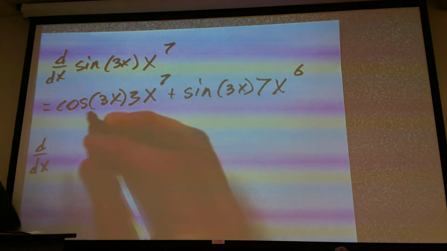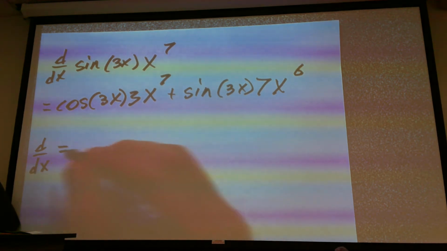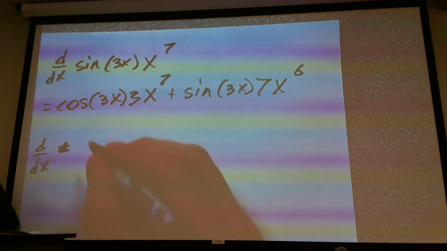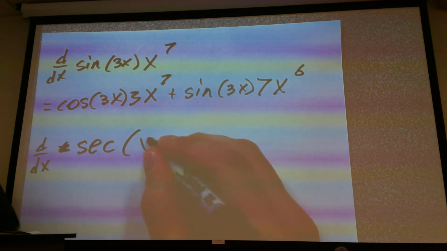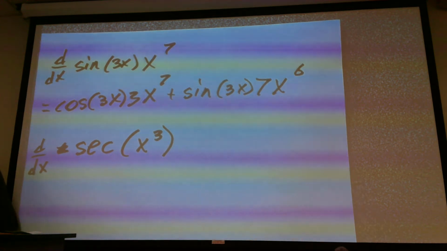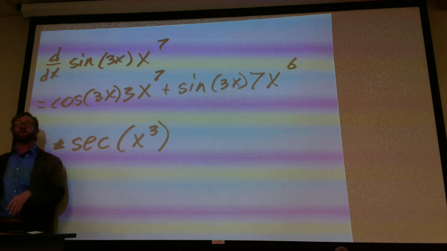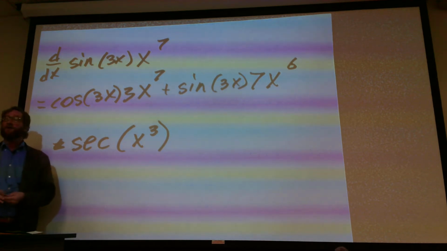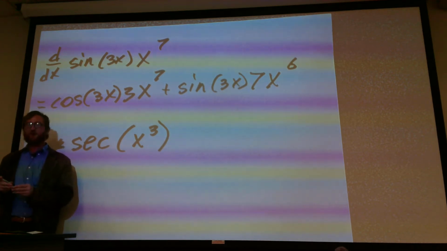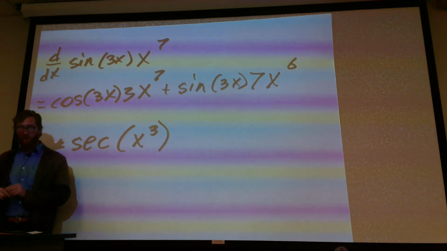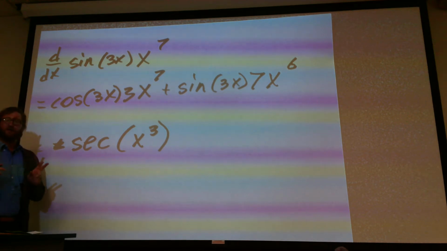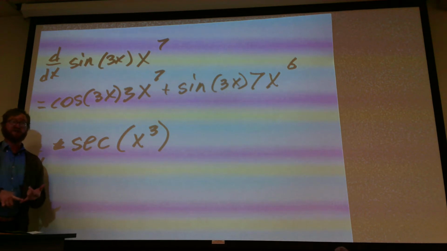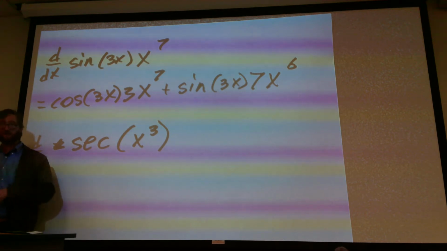Next problem is the derivative with respect to x. Ignore the little squiggly mark. That was a mistake. Okay, now the way I see this problem get done wrong a lot. So the derivative of secant is secant tangent. Okay, the way that most people get this problem wrong is they don't keep the x cubed inside of the secant and the tangent. It has to stay inside of both of them.